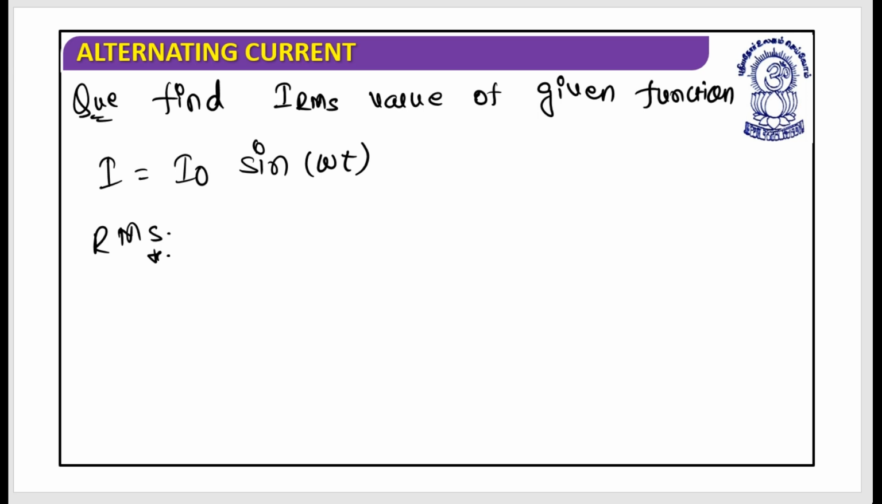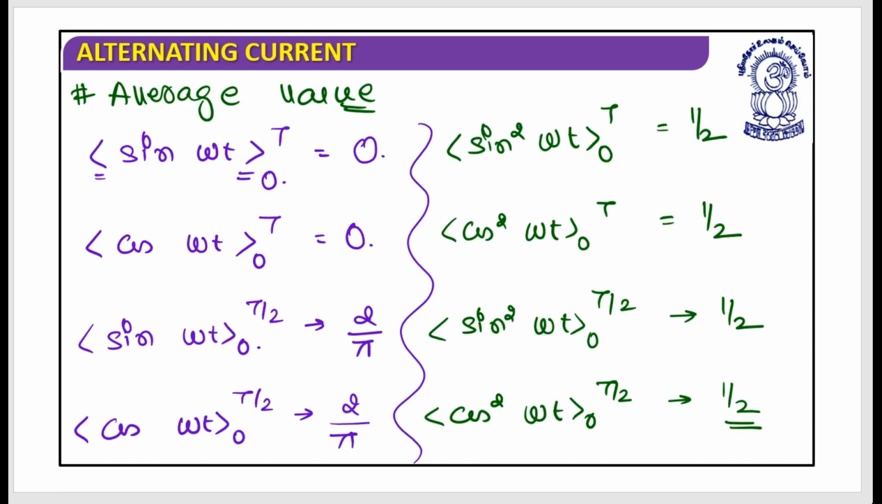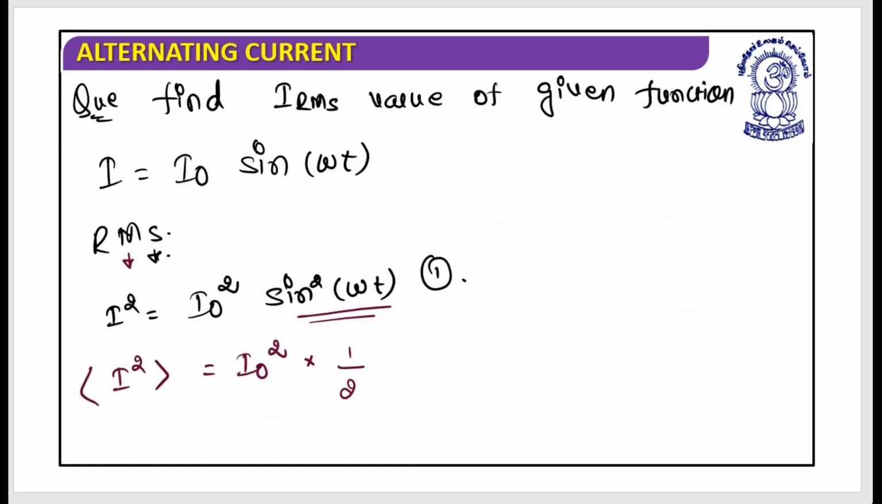First task, let's square it. So I squared is equal to I naught squared sine squared omega t. Second task, mean it. So take I squared and take an average value. This is equal to I naught squared, which will remain as it is, but now what is the average value of sine squared omega t? The average value of sine squared omega t is 1 by 2. So this is I naught squared into 1 by 2. This is the second task.